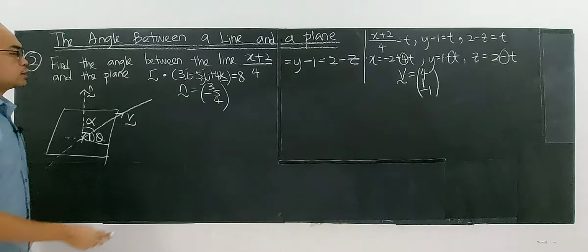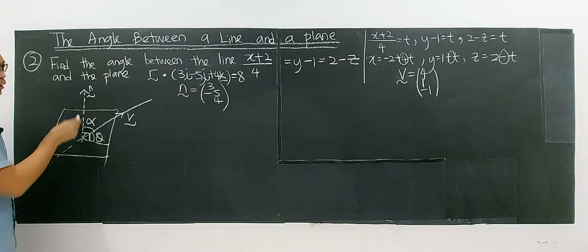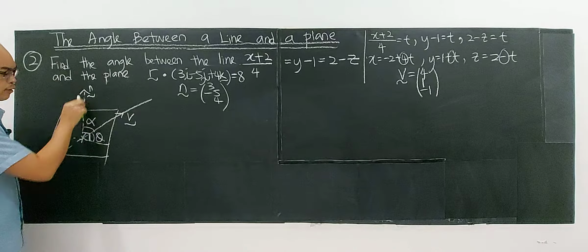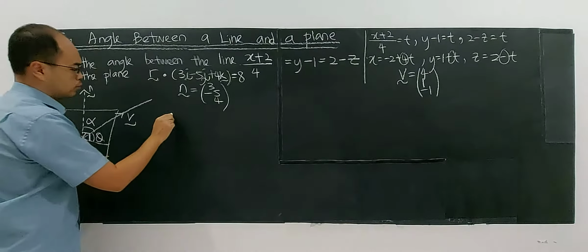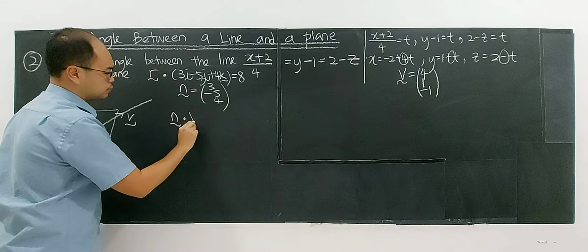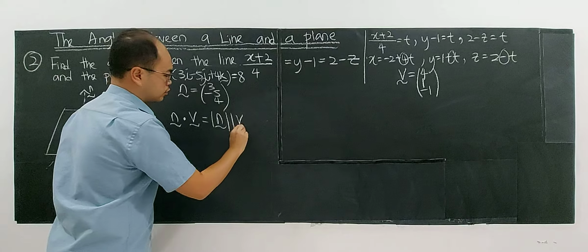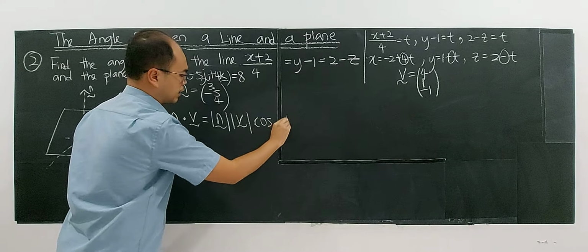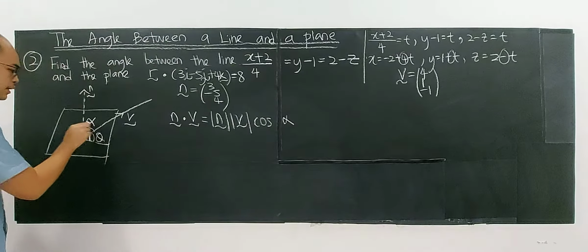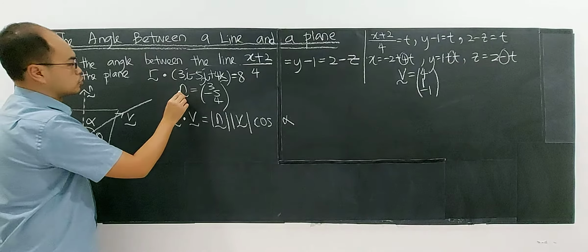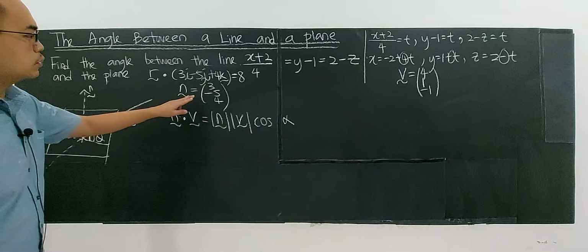Alright. So first we apply the dot product. Assume this is your A and this is your B. The angle between the two vectors: n dot v equals the magnitude of n times the magnitude of v times cosine alpha, right? You know your target is finding alpha. So we take n dot v.